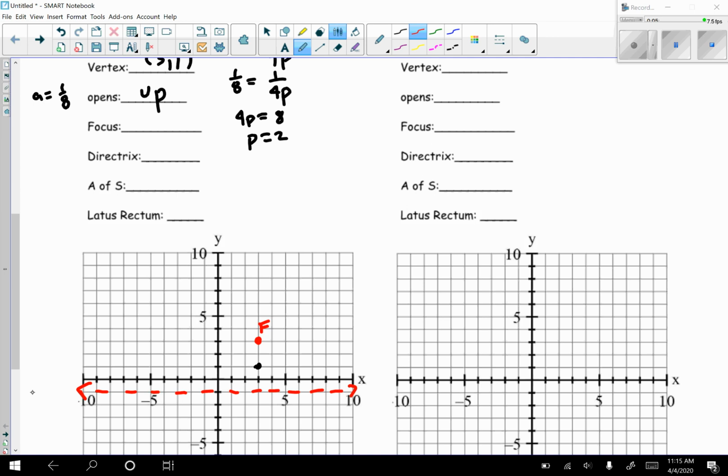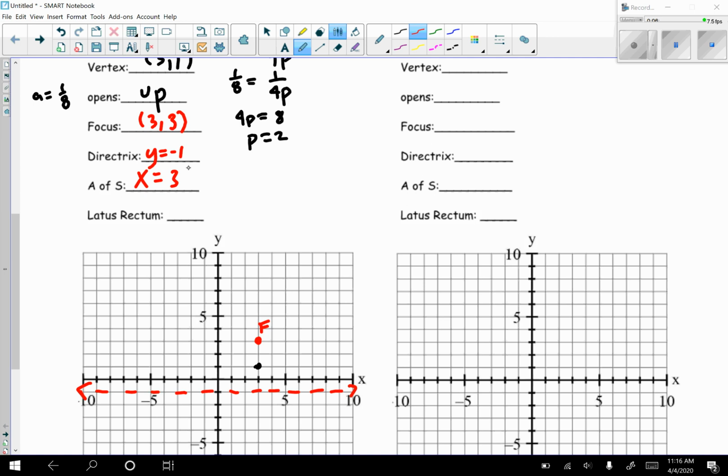So this is at y equals -1 for the directrix. And you can actually see where the focus is at (3, 3). And for this, we know that the axis of symmetry is what cuts the parabola in half, which is going to be a vertical line at the x-coordinate of the focus always, which is at 3, so x equals 3.